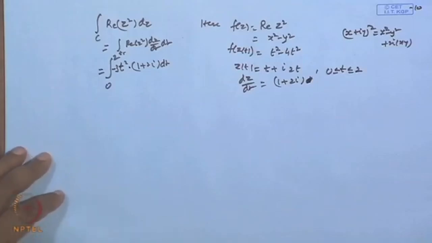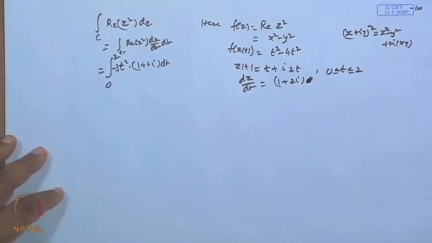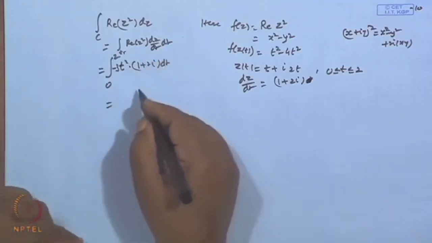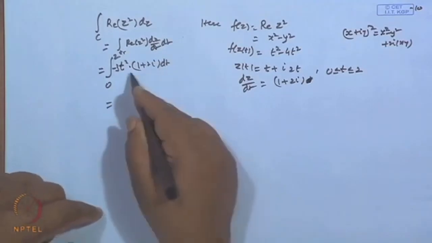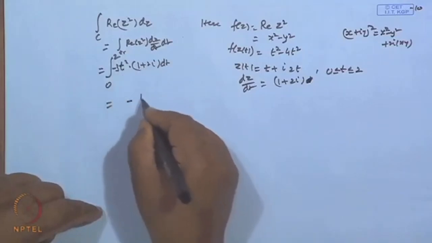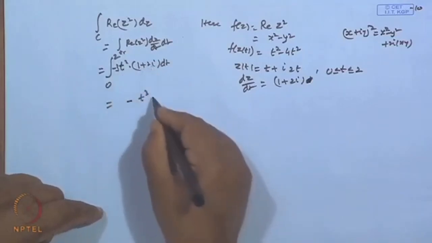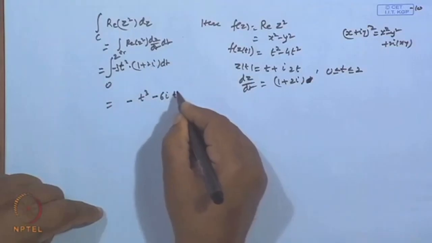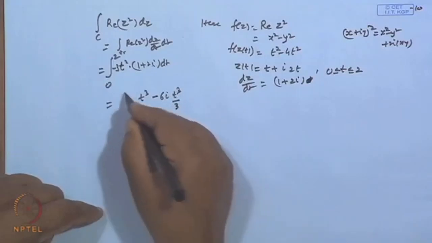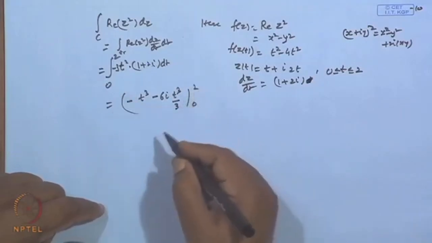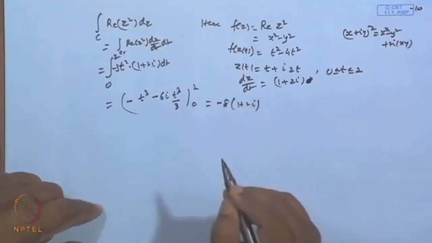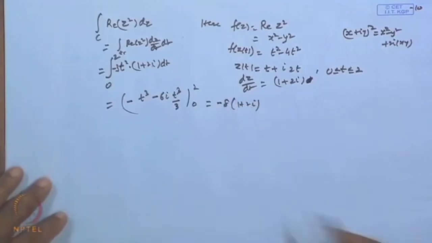Okay. So if we compute these values, the value will come out as minus (1 plus 2i) times t squared. So when you compute it, t cubed by 3, that is minus t cubed, and then minus 2i t cubed by 3, is it not? And then take the limit 0 to 2. So finally you are getting minus 8 times (1 plus 2i) over 3.